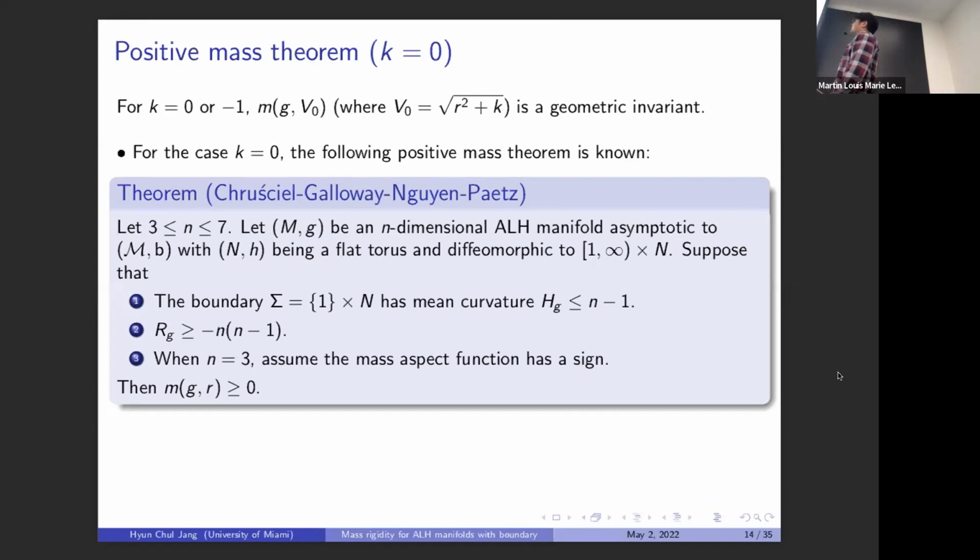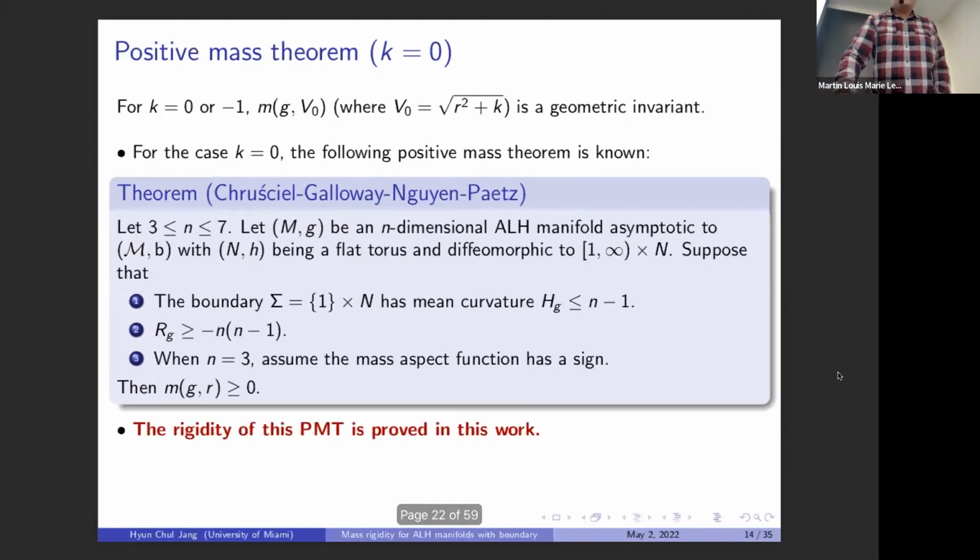Okay. And we also suppose that the boundary has mean curvature less than or equal to n minus one and a scalar curvature lower bound. And when n equals three, they need to assume that the mass aspect function has a sign. So that's another assumption, but this is not our focus today, so I'm not going to talk about the mass aspect function. Okay. And in this case, the inequality is null and GR is greater than or equal to zero. Okay, so the rigidity statement is not proved by their paper. So in our work, this rigidity statement will be proved, okay?